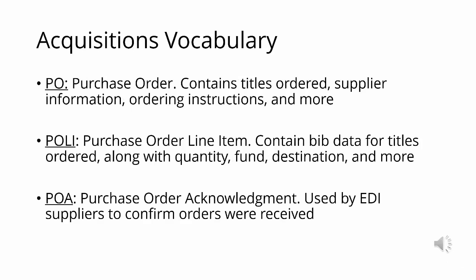POs, or purchase orders, contain line items for each title in an order, along with ordering instructions, supplier information, header charges, total order costs, and more. POLIs, or purchase order line items, are included in purchase orders. POLI records contain bibliographic data for the titles ordered and specify the quantity, destination branch, collection, and fund for each title. POA stands for Purchase Order Acknowledgement. EDI suppliers can produce an electronic order acknowledgement that's retrieved by Polaris. The POA confirms that an order was received by the supplier.